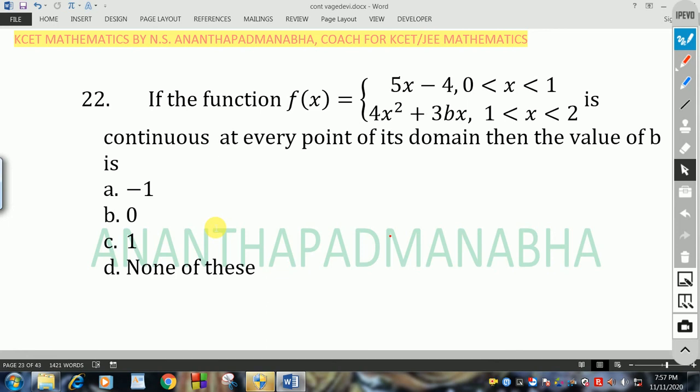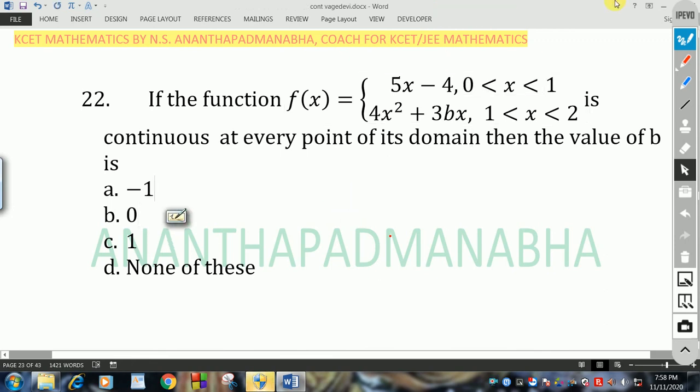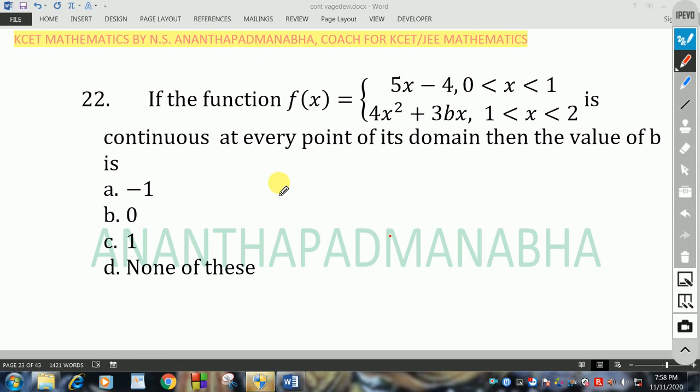Then the value of b is... so I have f of x as 5x minus 4 from 0 to 1, and 4x square plus 3bx from 1 to 2. That is, when x lies between 1 and 2, you will get the value as 4x square plus 3bx, and when x lies between 0 and 1, you have 5x minus 4. So I will proceed by using the definition of continuity again. That is limit as x tends to 1 minus, when x is less than 1, I have 5x minus 4.